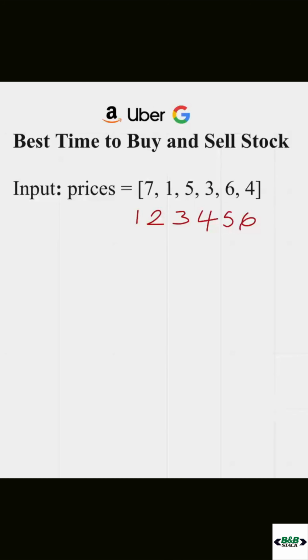Best time to buy and sell stock. You're given an array of prices and you need to buy and sell stock so that the profit is always maximum. So let us consider the index as the days and the elements as the prices.